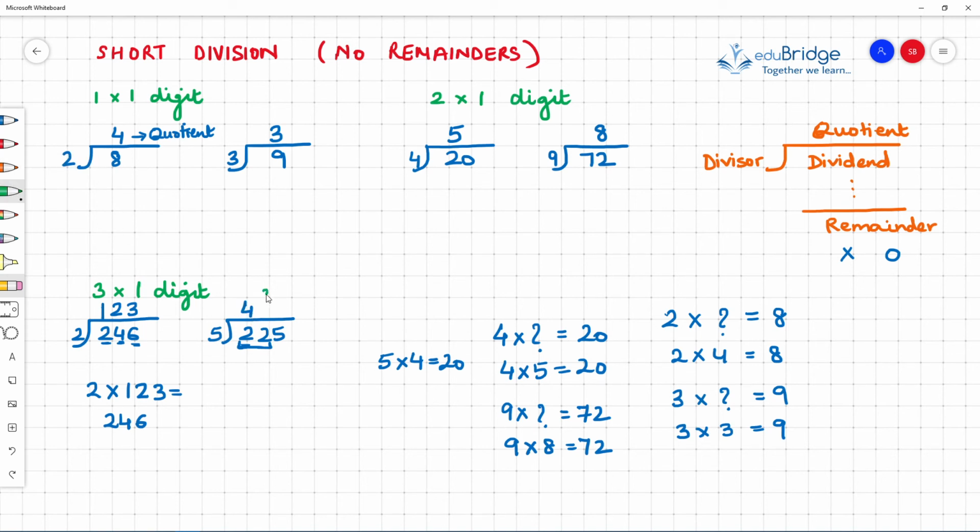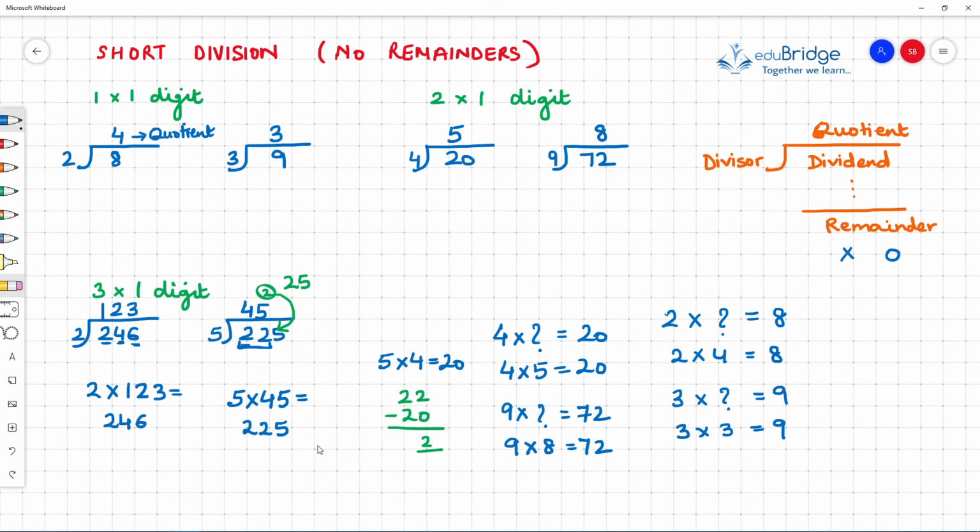Now we are still left with a remainder of 2, a leftover, because our number was 22 and we did 5 times 4 as 20. So we are still left with 2. So this 2, we combine it with this 5. So the next number becomes 25. Now we have to check 5 times what is 25. So we know 5 times 5 is 25. So this means if I multiply 5 by 45, my answer is going to be 225.